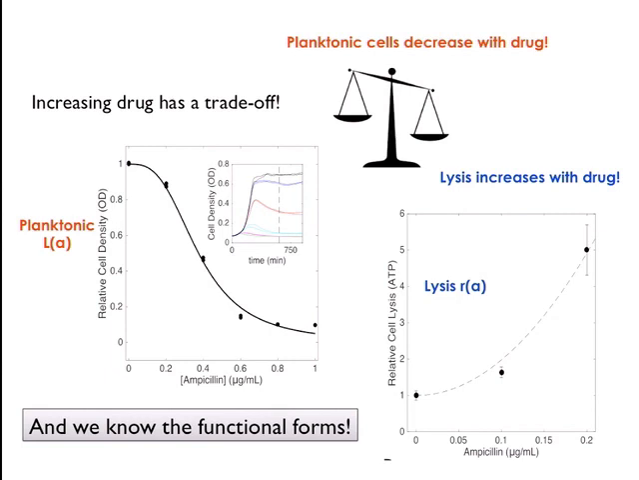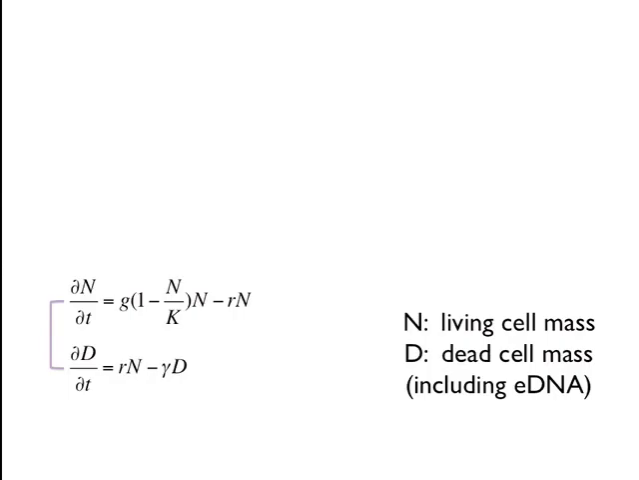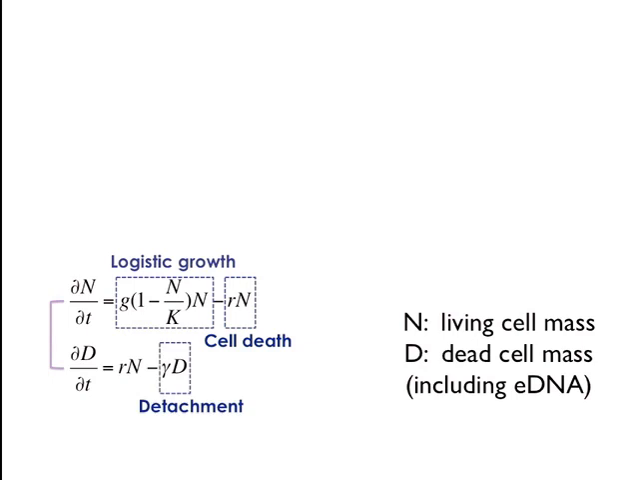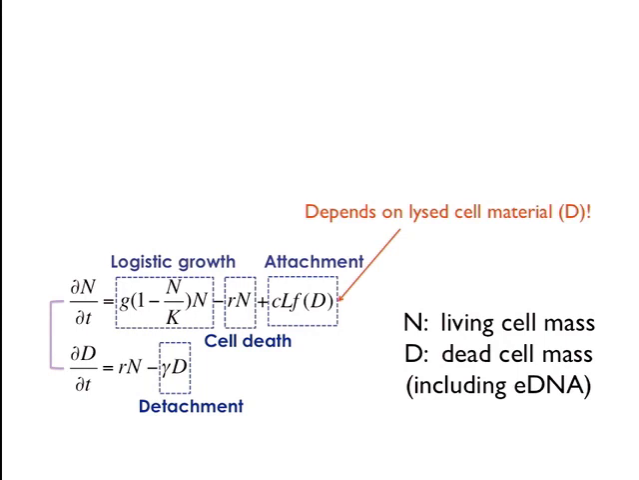Okay? So we can put this into a very simple mathematical model where you have logistic growth, you have some cell death term. D is now our living or our dead cell mass, so it's like eDNA if you want. We have some detachment term, and then what's key is you have this attachment term, and the attachment term again depends on the lysed cell material. Right? So this couples the lysing of the cells to the increase in the mass of the biofilm.